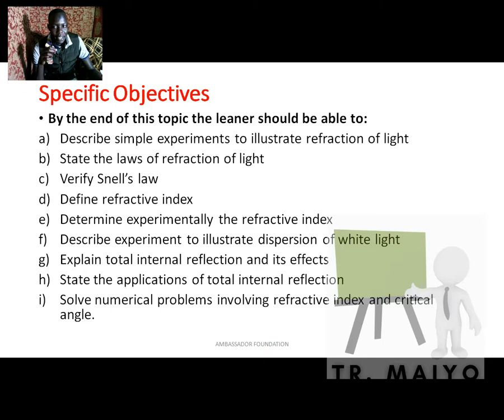These are the objectives. And in fact, after you have been given objectives like this one, you can go alone and discuss one by one. Do you know how to verify Snell's law? Do you know how to calculate? But because we are so lenient and generous, I will take you through the slides describing all these objectives, making sure that you meet all of them.